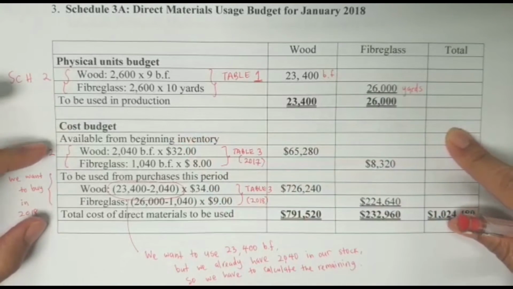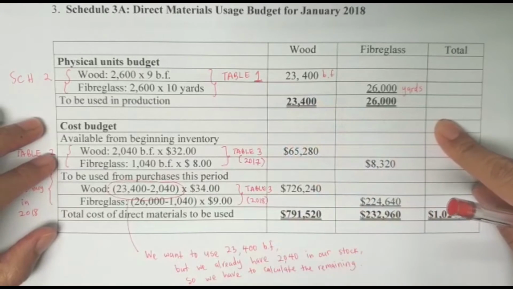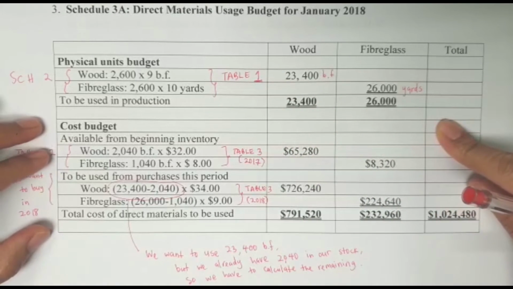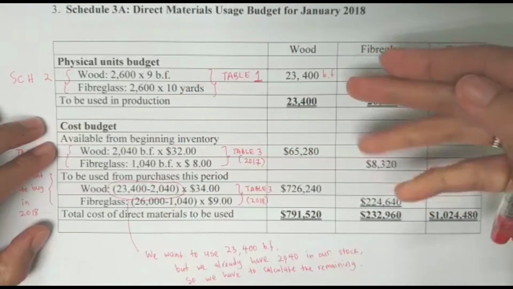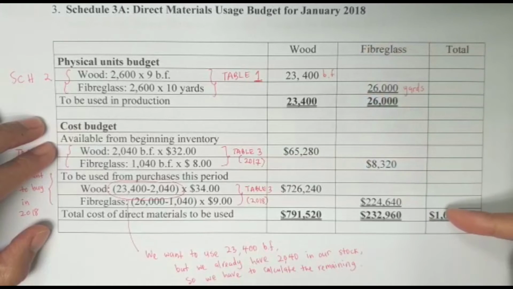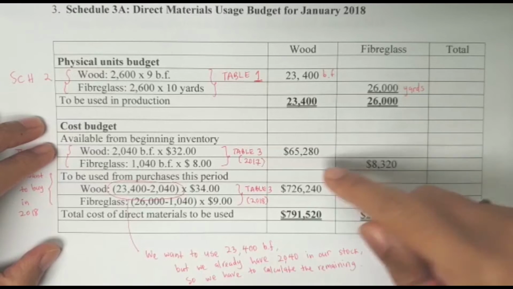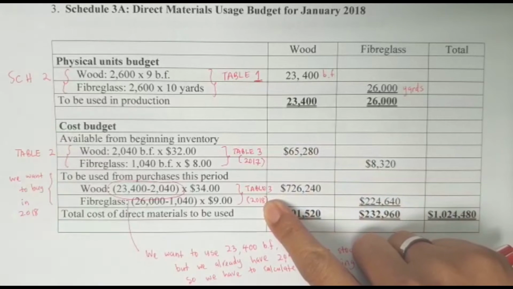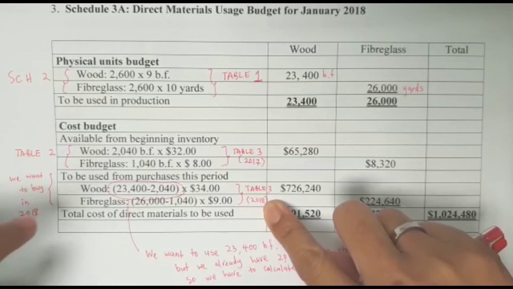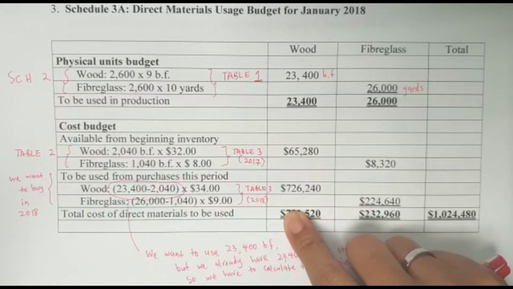Now we move and look at the cost budget for the direct materials that they are going to use. Because this is in the form of physical units, the measurement is different. So now we want to calculate in monetary terms what will be the cost of the inventory that they already have, as well as, once it is not enough, what amount they have to spend to buy more.